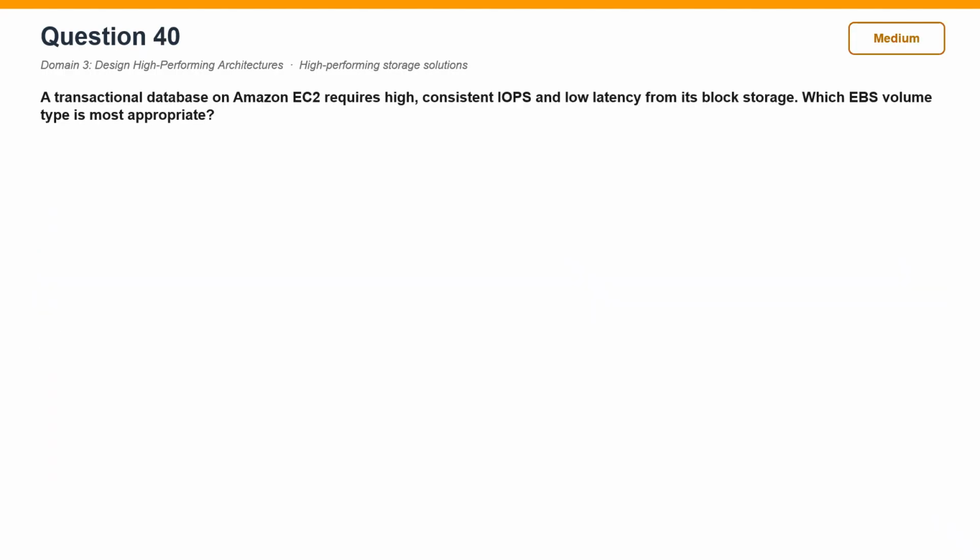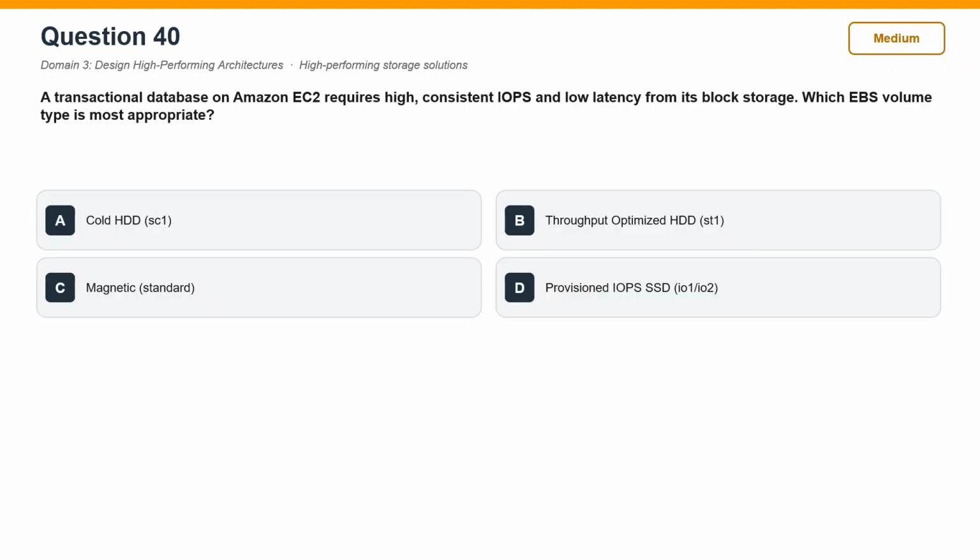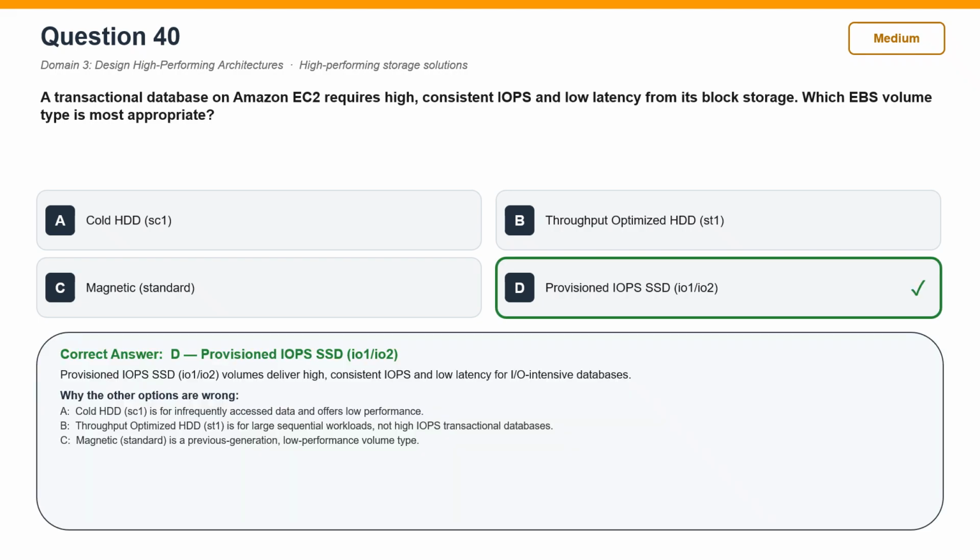Question 40. A transactional database on Amazon EC2 requires high, consistent IOPS and low latency from its block storage. Which EBS volume type is most appropriate? The correct answer is D, Provisioned IOPS SSD, io1/io2. Provisioned IOPS SSD, io1/io2 volumes deliver high, consistent IOPS and low latency for IO-intensive databases. Now, why the other options are wrong?